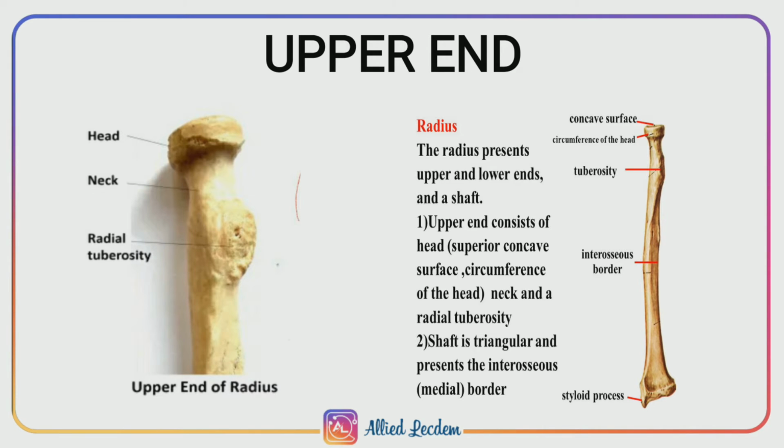The neck is enclosed by the narrow lower margin of the annular ligament. The head and neck are free from capsular attachment and can rotate freely within the socket. The radial tuberosity lies just below the medial part of the neck. It has a rough posterior part and a smooth anterior part.